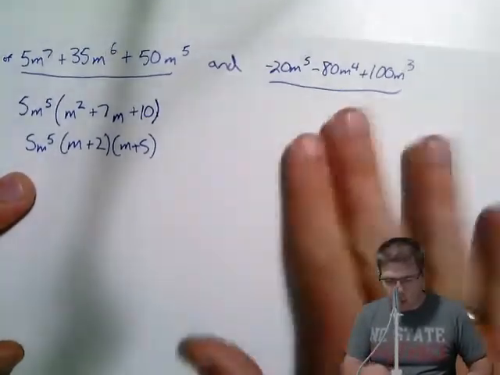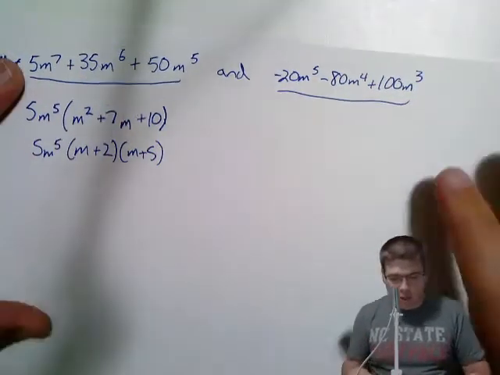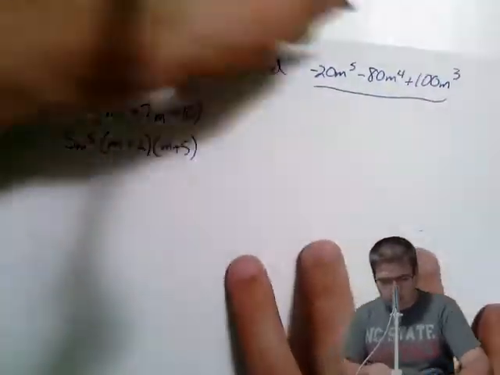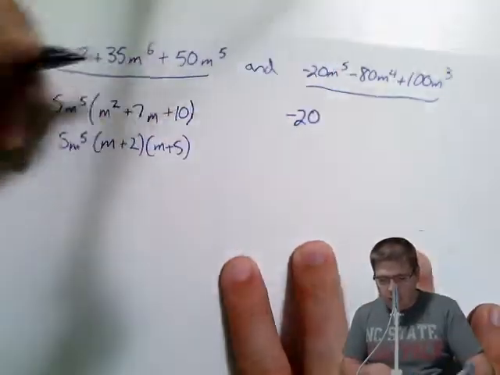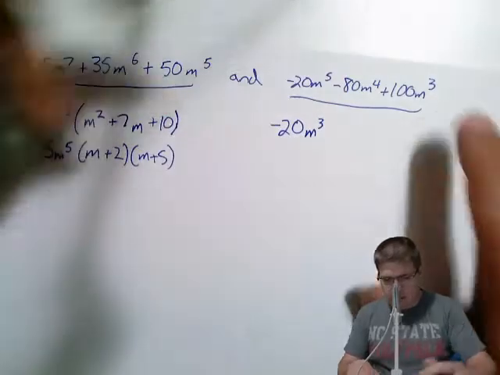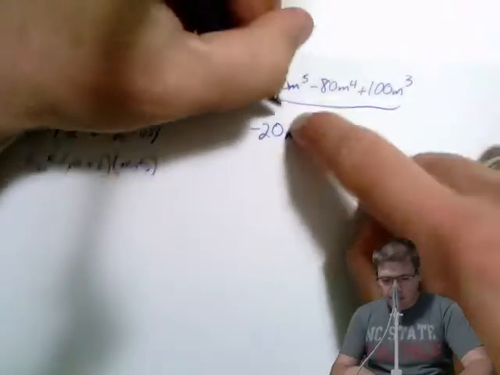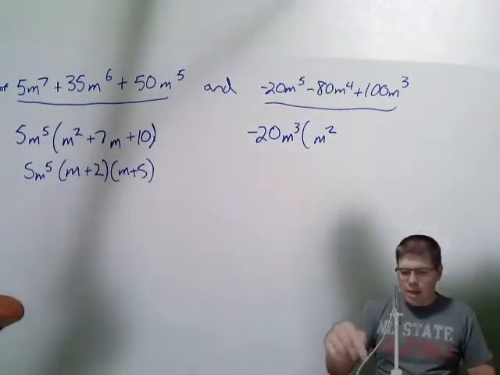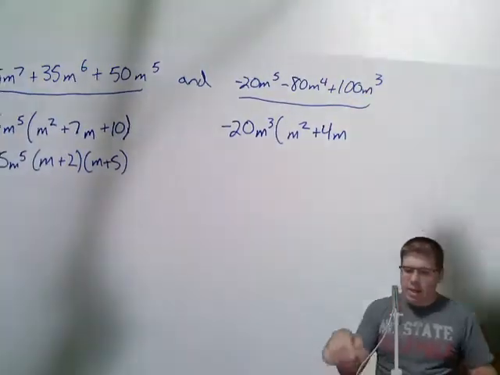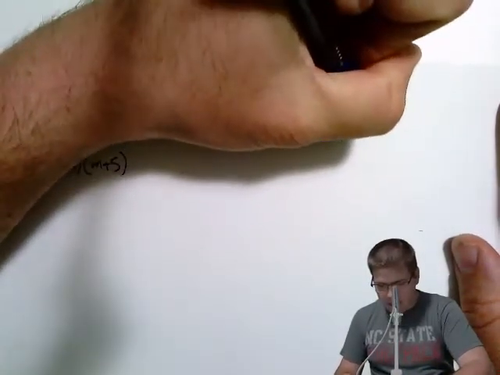Do the same on the right. What can we factor out of here? I like to make my leading coefficients positive when at all possible. So I'm going to factor out the negative as well as the 20, because all those are divisible by 20. So I'm going to factor out a negative 20, and then we've got m to the third we can take out of everything. So m to the third, we can divide that away. And so that's going to leave behind, when we divide by negative 20, it's positive now. M to the fifth over m to the third is m squared. Negative 80 divided by negative 20 is positive 4m. And then 100 divided by negative 20 is negative 5.